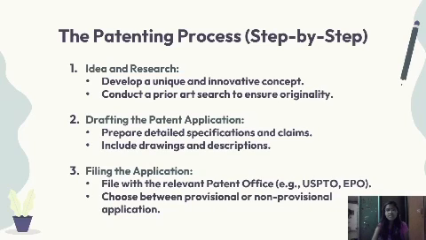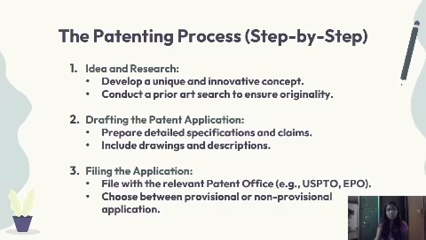So to generate the idea, you need to develop a unique and innovative concept about a product you want to invent, and you should conduct a prior art search to ensure originality. Prior art search is nothing but digging deep into the already existing materials in case of your product. If existing, you need to make a new advancement in your product, ensuring originality and made some unique and innovative invention. So the second step is drafting the patent application.